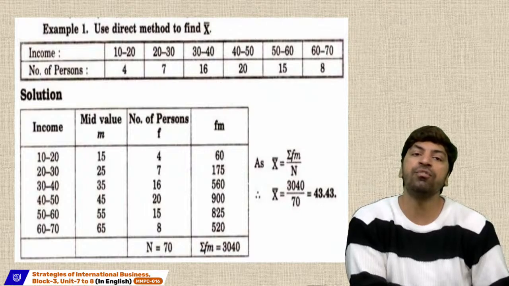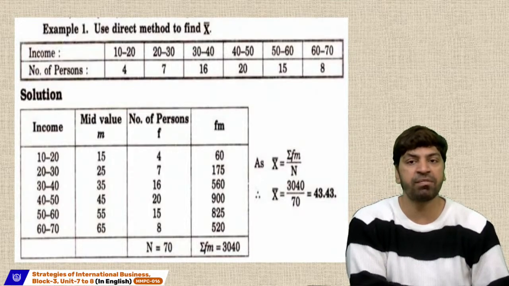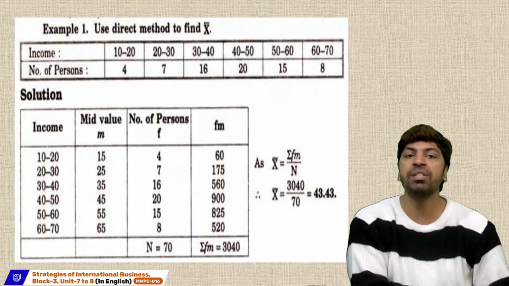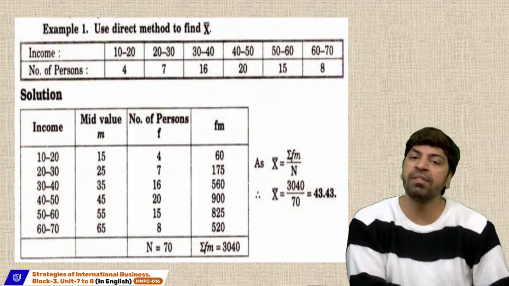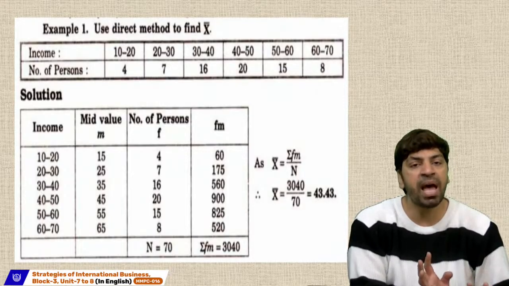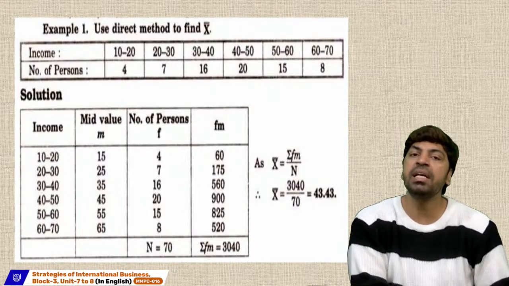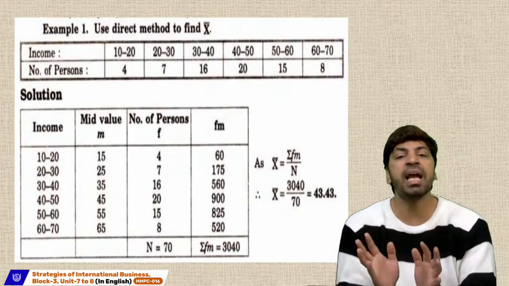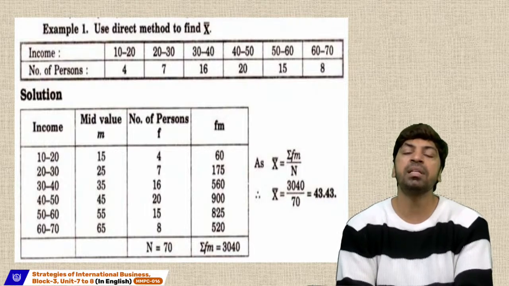So 4 into 15 is 60. 25 into 7 is 175. 35 into 16 is 560. 45 into 20 is 900. 55 into 15 is 825. 65 into 8 is 520. So once we multiply the frequency into the midpoint one by one, we can easily calculate the individual fm values, that is f into m equal to fm.